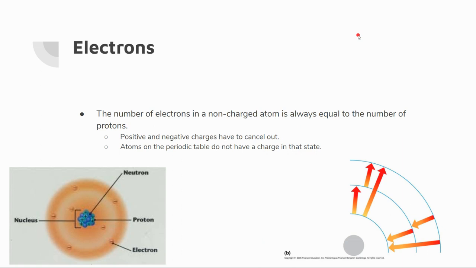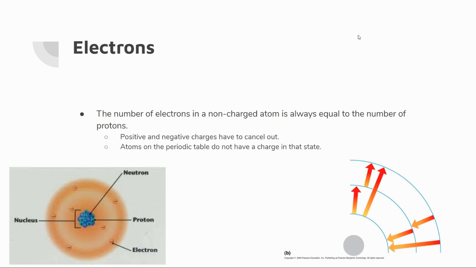Electrons. So the number of electrons in a non-charged atom is always equal to the number of protons. And say that again. In a non-charged atom, the number of electrons always equals the number of protons. Positive and negative charges have to cancel out. Atoms on the periodic table do not have a charge in that state.